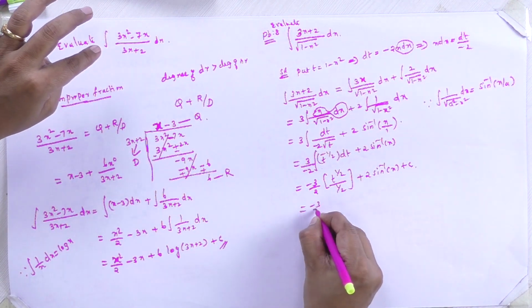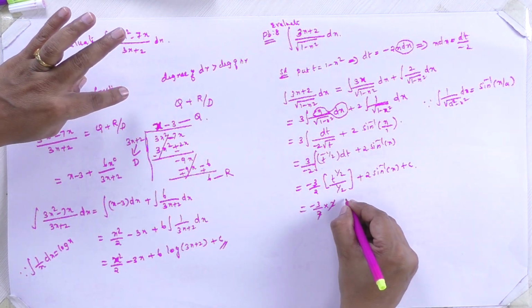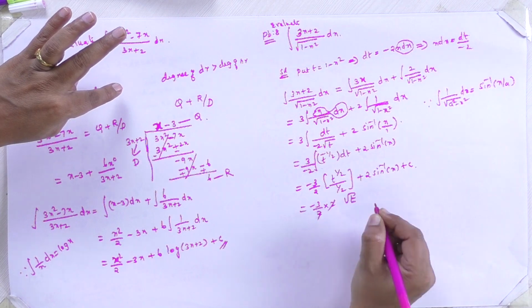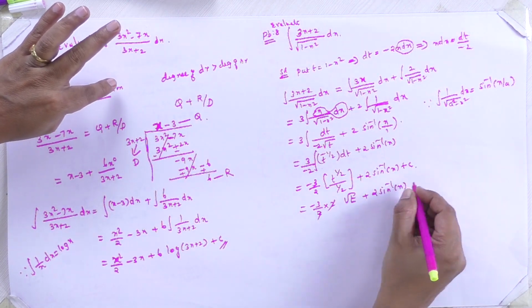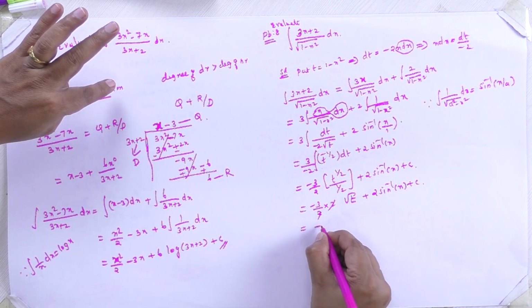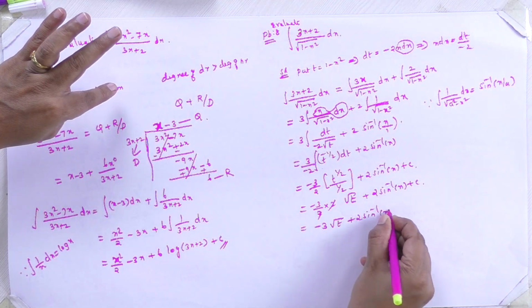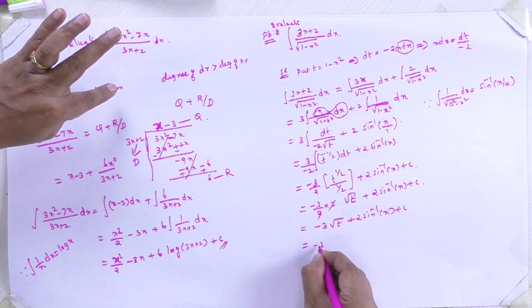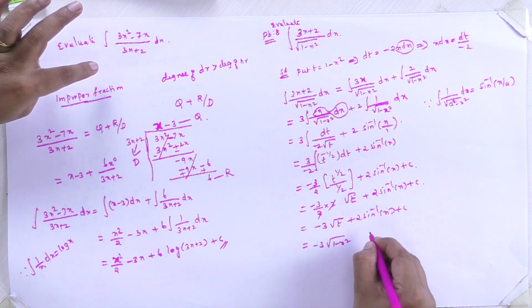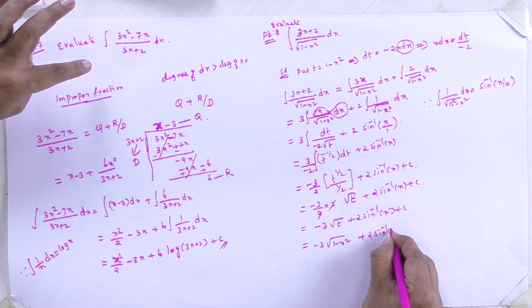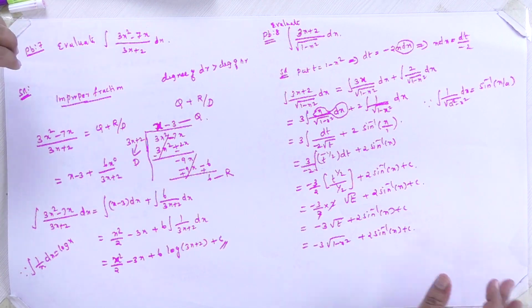So this reciprocal 1 by 2 becomes 2, the 2s get cancelled, and t power 1 by 2 is root t, plus 2 into sine inverse of x plus c. So the final answer is minus 3 root t plus 2 into sine inverse of x plus c. So that is equal to minus 3 times root of our t, which is 1 minus x square, plus 2 into sine inverse of x plus c. This is the solution for this type of problem.